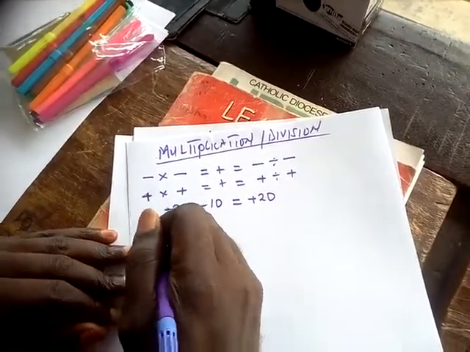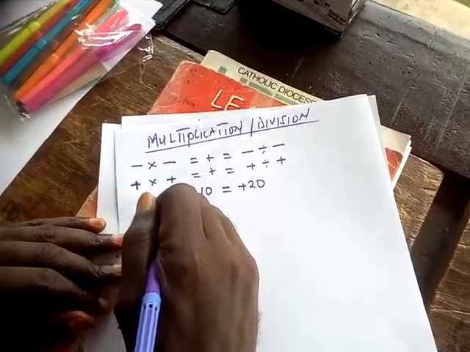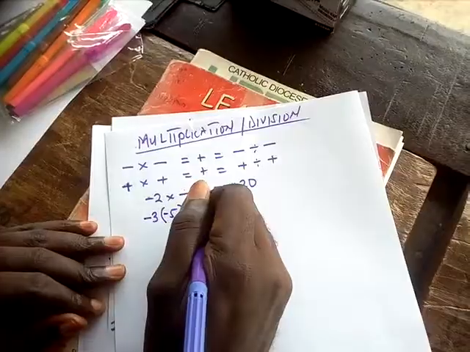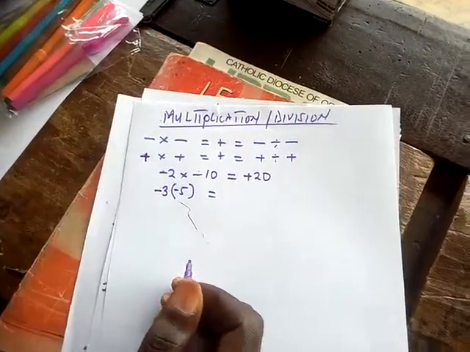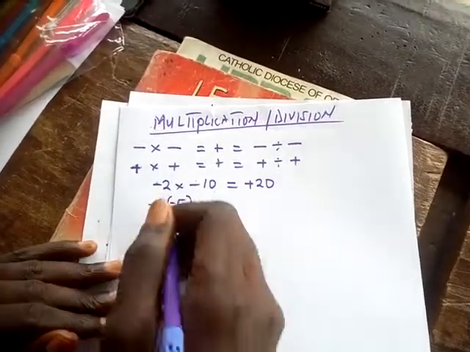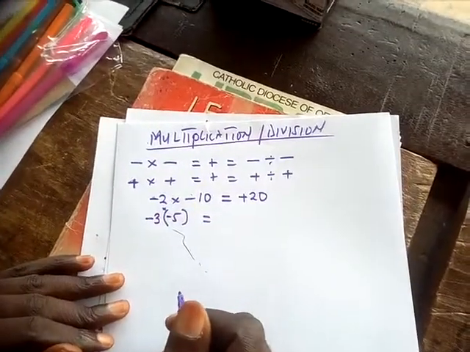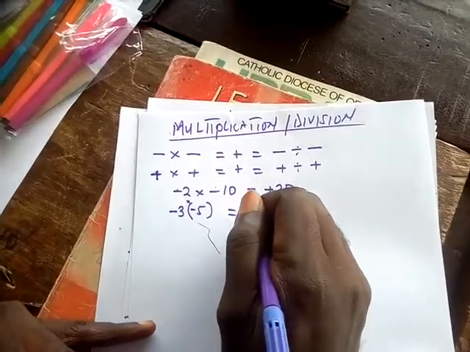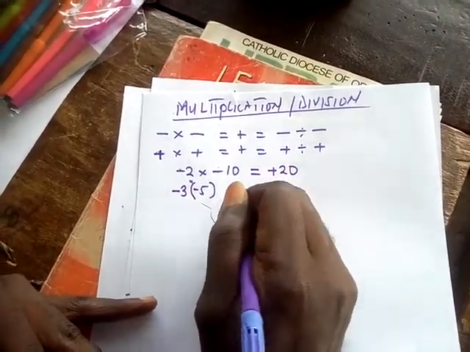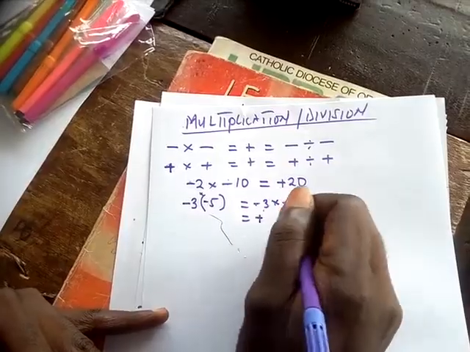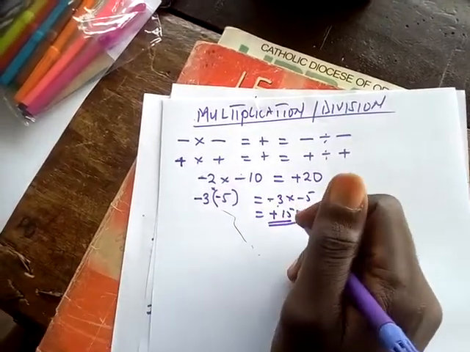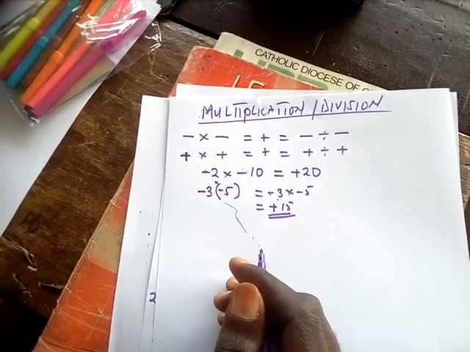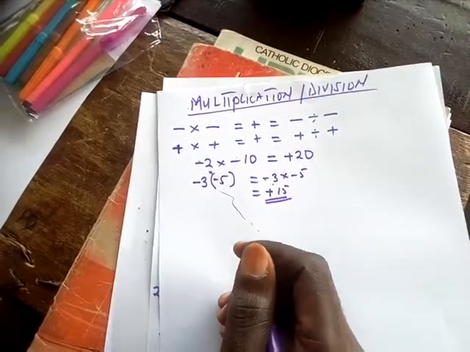Then I'll give something like this. Minus 3 times minus 5. When you see a bracket, to open up that bracket, we use multiplication. So to open up this bracket, it means minus 3 times minus 5. Minus times minus is plus, then 3 times 5 is 15. So things like this, you'll be seeing them in various ways while you solve problems in mathematics.